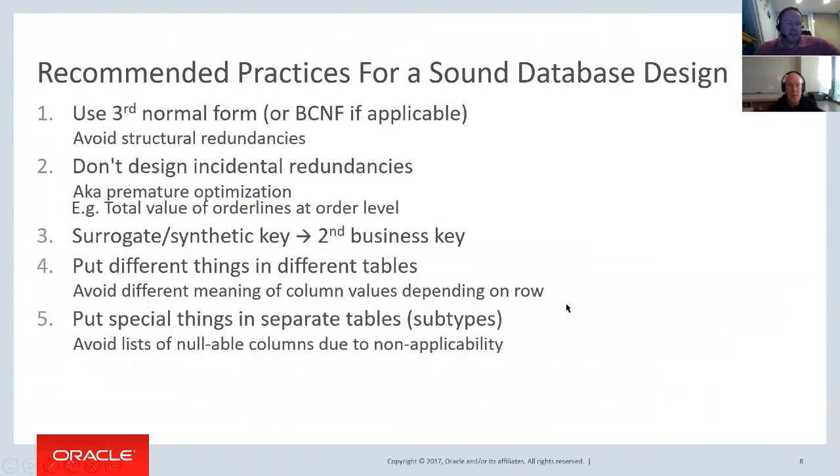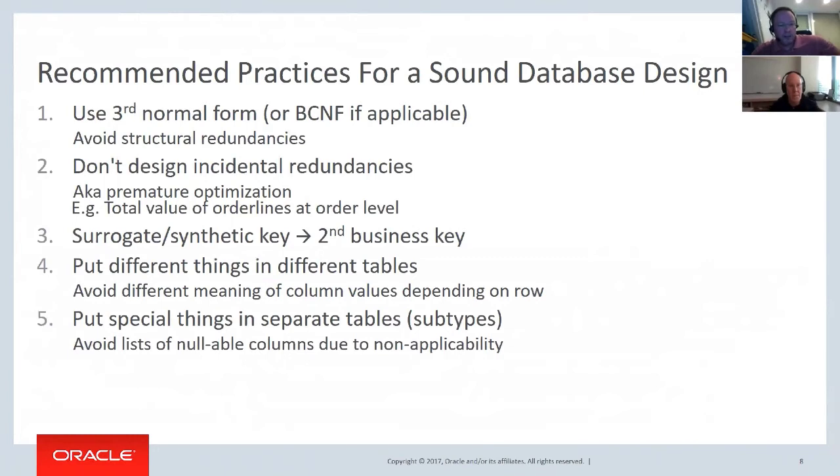The other thing is put special things in separate tables. And this is about what's sometimes referred to as subtypes. So when you have a table with a whole bunch of columns that are all mandatory, but you also have, let's say, 3 columns that are optional, but they are optional only for certain rows in that table. Again, depending on the value of another column, these 3 columns must hold a value.